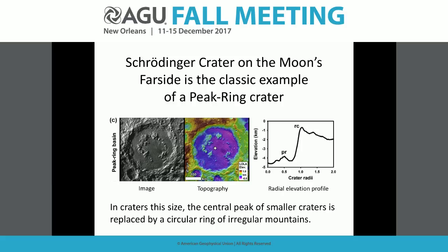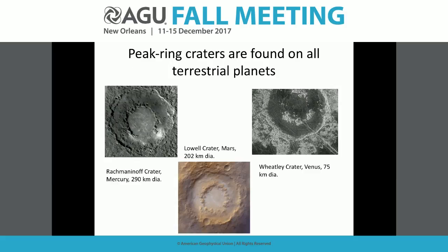It's about 340 kilometers in diameter. The topography shows a nearly flat floor with a ring, an incomplete ring of mountains. And then the radial elevation profile is kind of an average profile that shows the peak ring at about half the diameter of the crater rim. Now, the craters of this kind are, I mean, it's a normal morphology of large craters to see this. We see at different diameters the same kind of progression of simple craters to central peak to peak ring on Mercury on the upper left, on Mars on the lower part of the screen, and on Venus at the upper right.